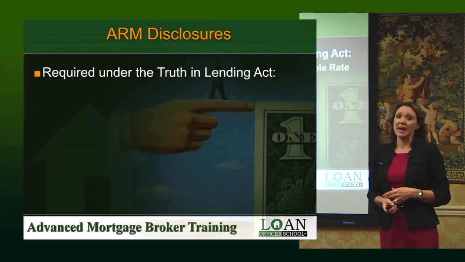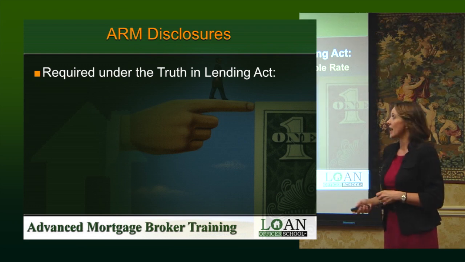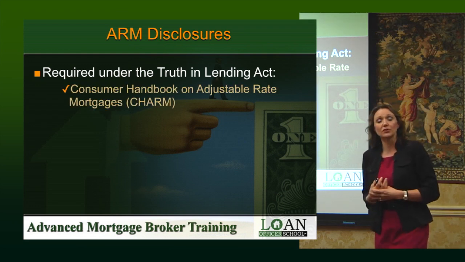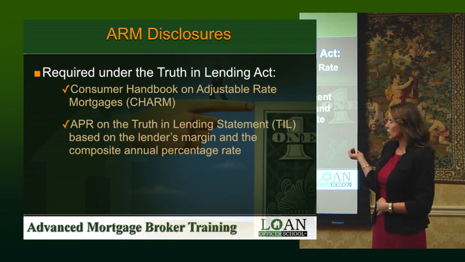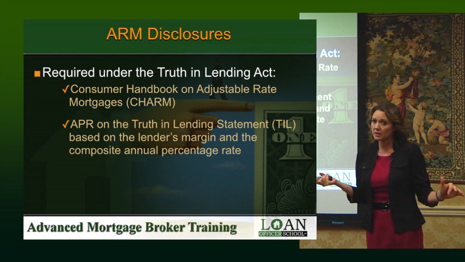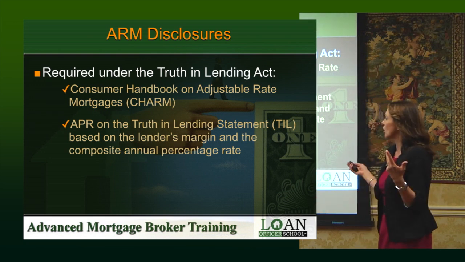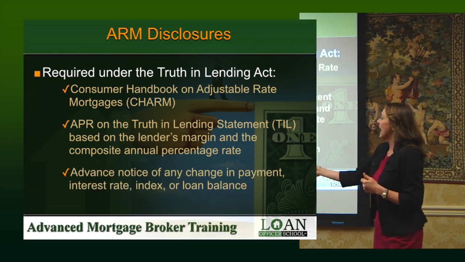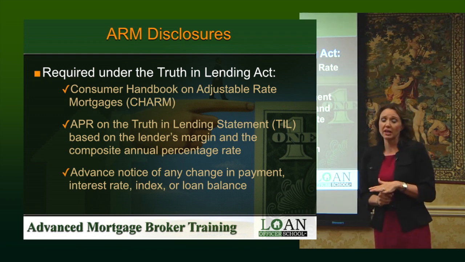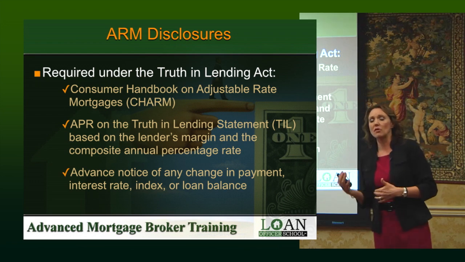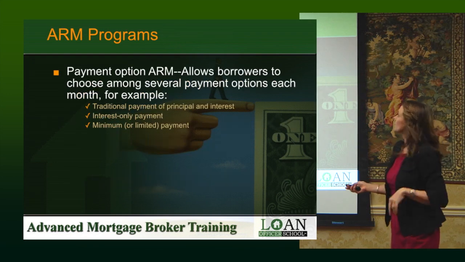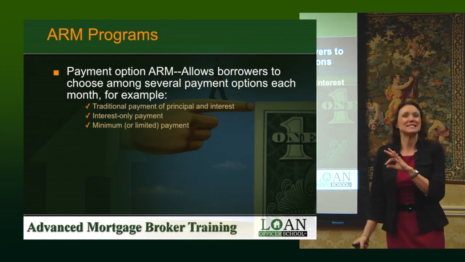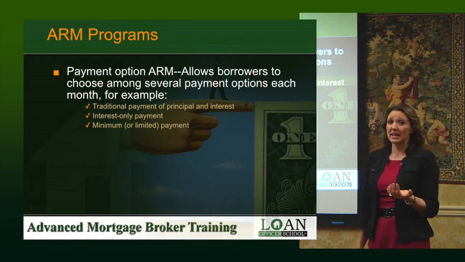Now, ARM disclosures, again, are required under the Truth in Lending Act. You have to give the CHARM booklet, which stands for Consumer Handbook on Adjustable Rate Mortgages, along with the APR disclosure, which is either going to show up on the Truth in Lending disclosure or on the TRID, depending on what type of loan you're doing. And you have to give advance notice of any change in the payment or the interest, so that the borrower has time to refinance or sell the house, so they don't get hit with a big payment and not be able to afford it.